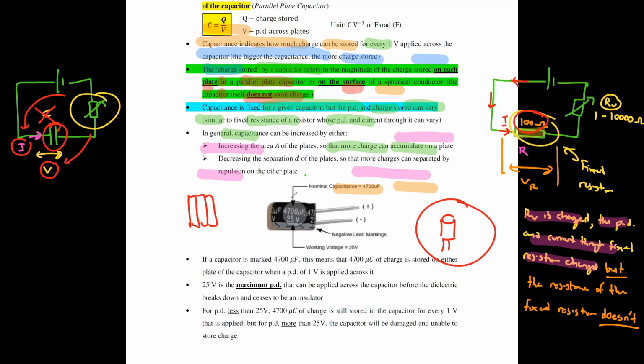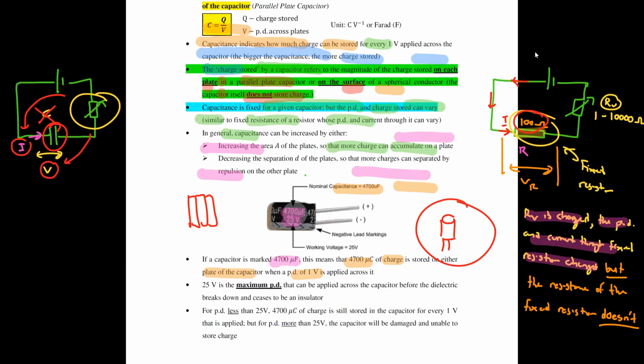All right. So for the capacitor, usually there will be some sort of markings on your capacitor. If they tell you the capacitance, say in your case as 4,700 microfarads, this tells you that you have 4,700 microcoulombs of charge stored on either plate of your capacitor when a PD of 1 volt is applied across it.